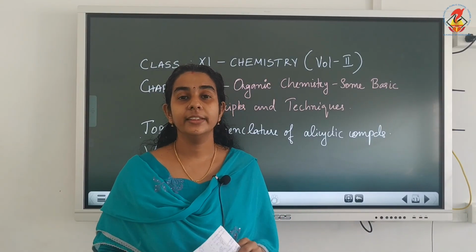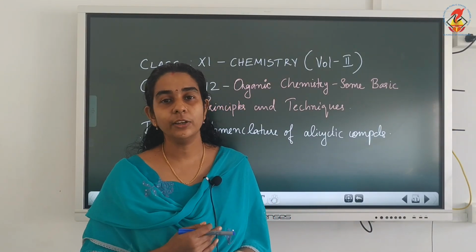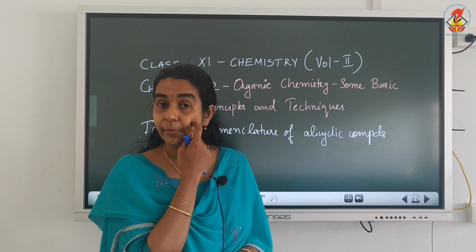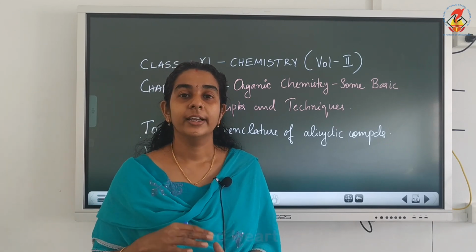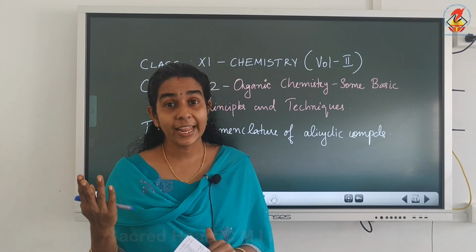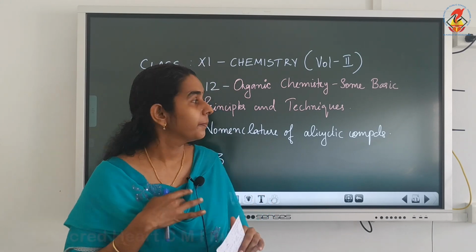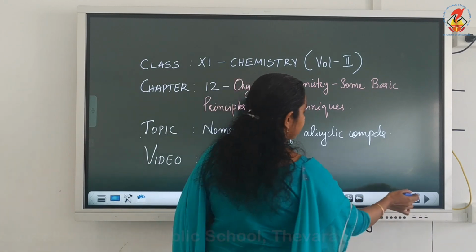Next we will see the nomenclature of alicyclic compounds. What is meant by alicyclic compounds? Alicyclic compounds and their classification we already studied. They are the compounds which resemble aliphatic compounds, isn't it? In their structure and properties.